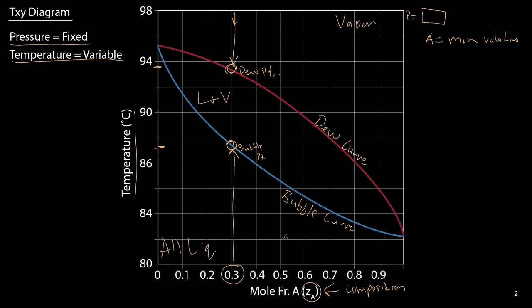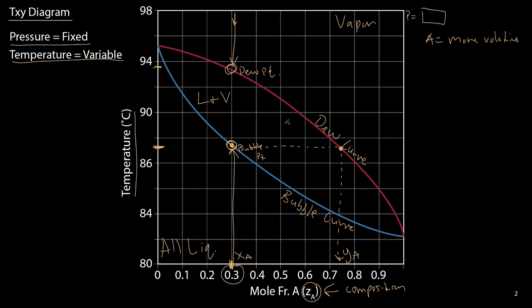Now, this chart also shows us a lot more information than just the dew and the bubble curve. So if we were at this point right here, the bubble point, we would trace a horizontal line, and that would give us the composition of the vapor phase. So at an intersection between temperature and composition, that fixes the point and the state in our system. So that's where we can read the two different things. So going down here, this would be Y of A, and this is X of A.